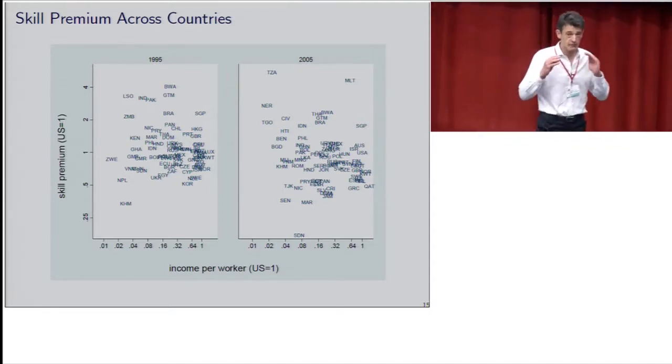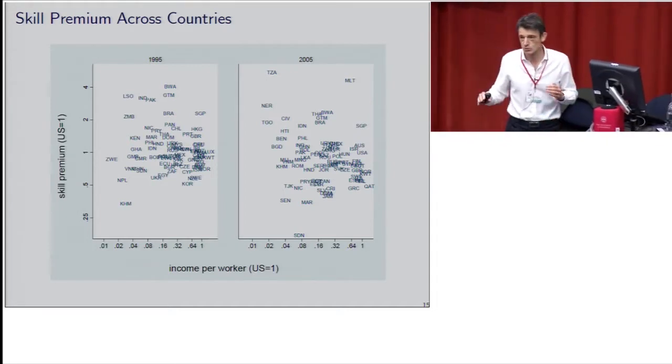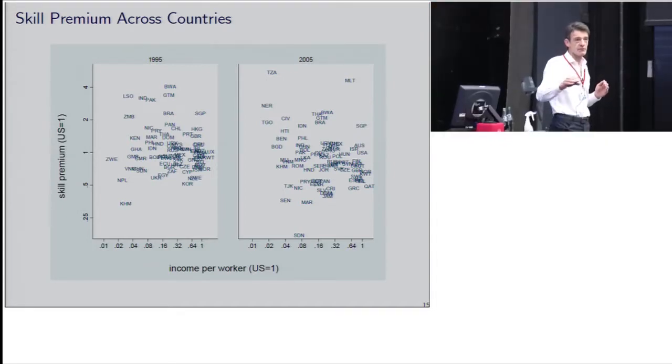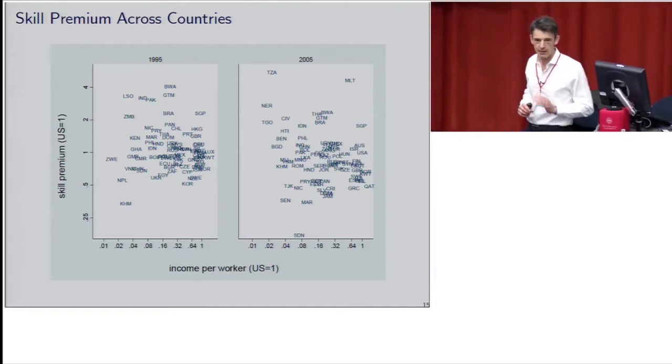But keep in mind, it's going to be very important for what comes next. This gradient is very gentle. The slope is very flat. It's downward sloping, but it's very flat. I'm going to come back to that in a minute.